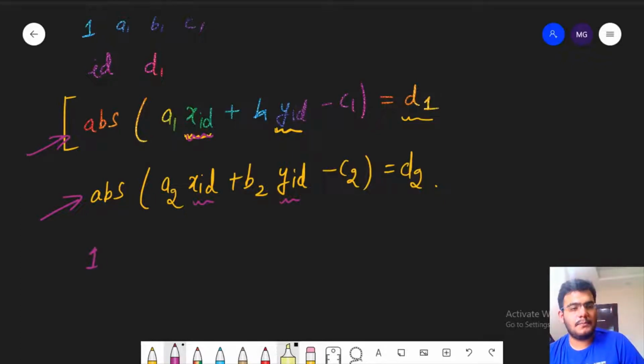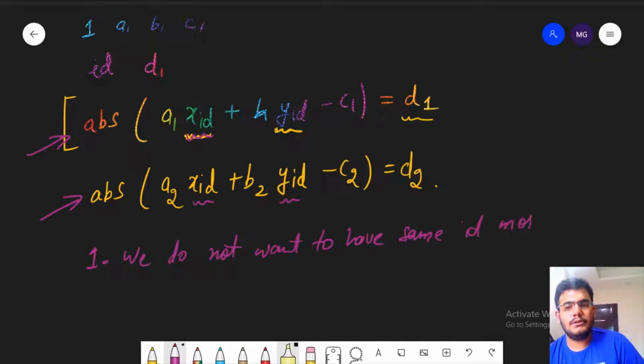The first problem is that we do not want to have the same ID more than two times. Because if that is the case, then what happens? We are short of queries. We could not complete our task in 2n queries.